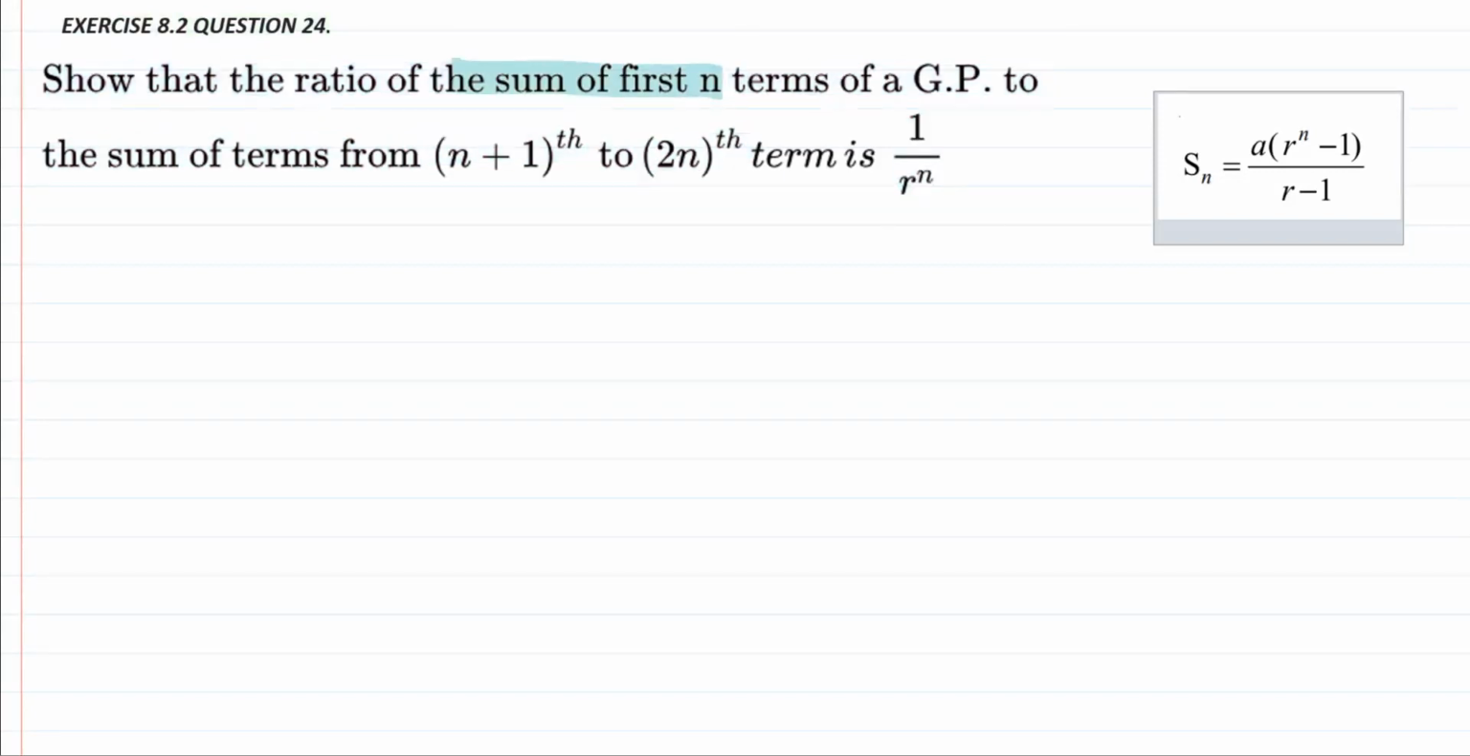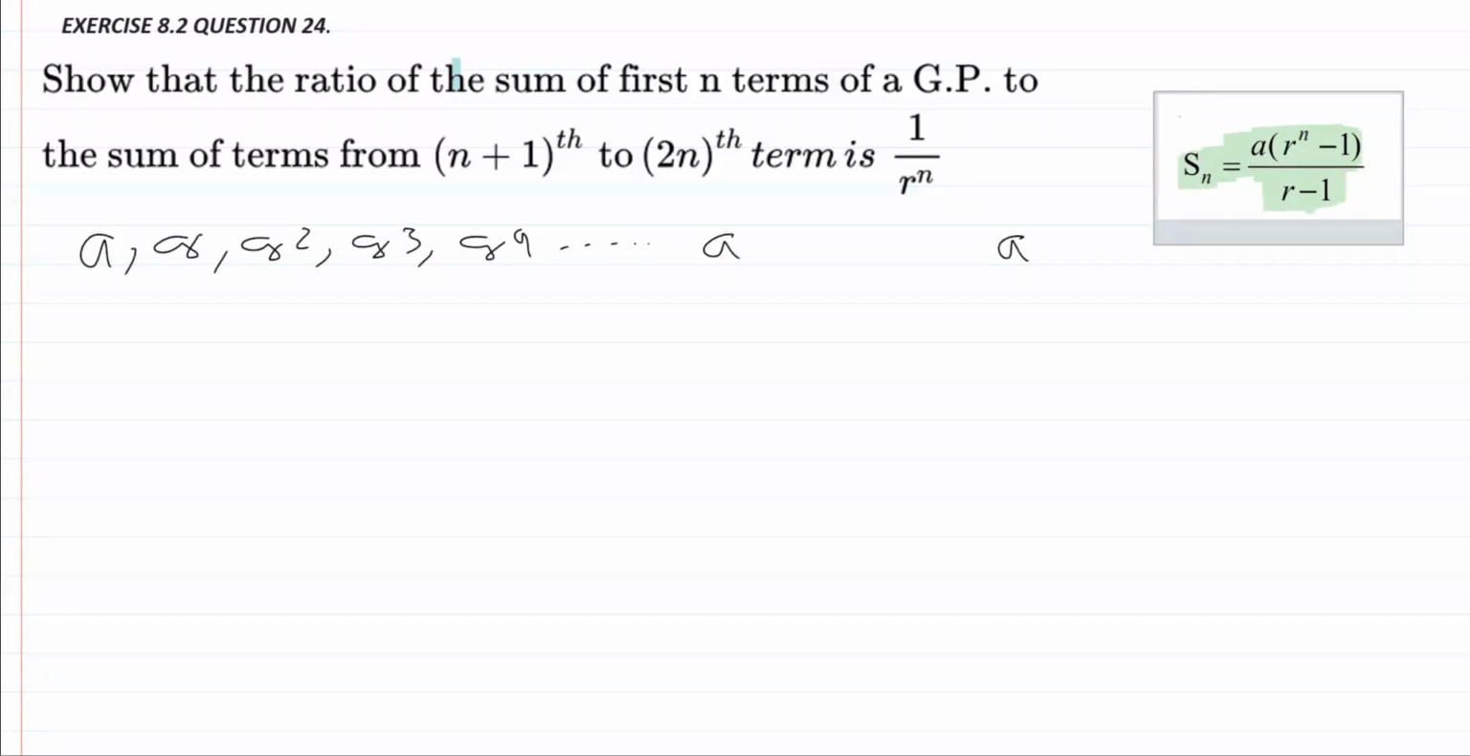Well, we are going to use this formula, the general formula for finding the sum of the first n terms, that is Sn is equal to a times r raised to the power n minus 1 over r minus 1. So let me first write down the GP here: a being the first term, ar second, ar squared, ar cubed, ar raised to the power 4, and so on. And the nth term in between, because we have to get till the 2nth term.